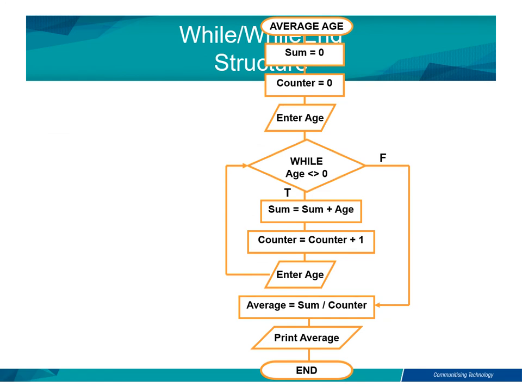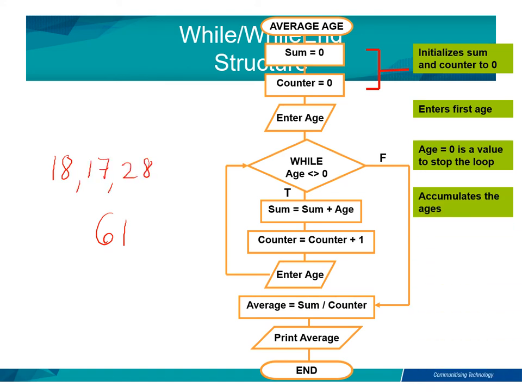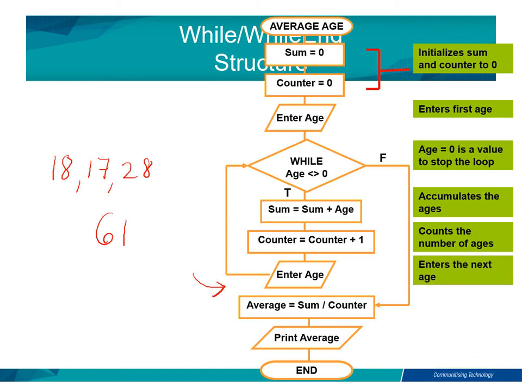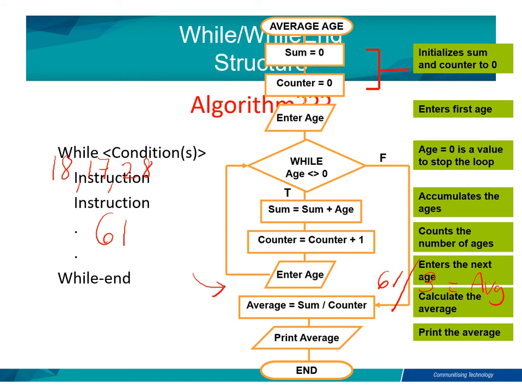While the program finishes calculating all the numbers until it reaches the false statement, the total sum for the age is equal to 61, which comes from 17, 18, 17, and 28. Then we have another statement right after the loop, which calculates the average of the age. So the total sum, 61, divided by the counter, which is 3, is equal to the average of the age.